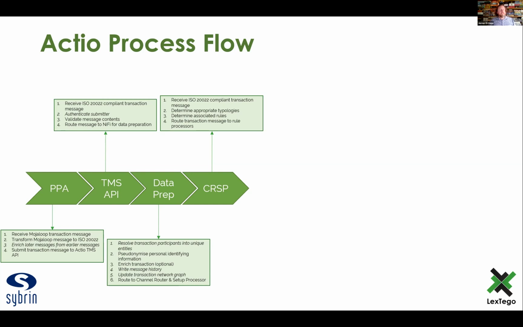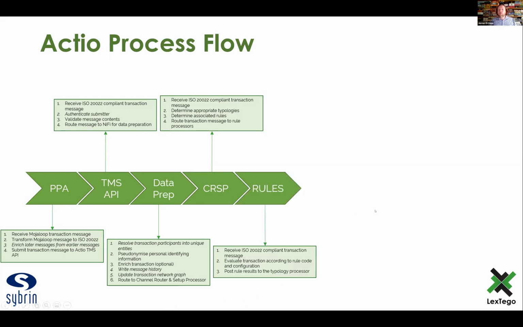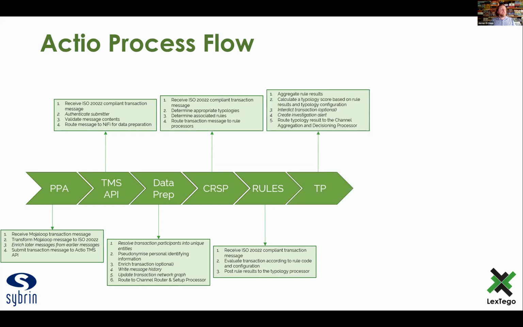The channel router and setup processor then routes the transaction to all of the rules that need it for its evaluations. And those rules then calculate a logical result based on the content of the message. It evaluates a number of different things, and those are then ultimately aggregated into a typology that says this combination of rules with this set of true and false results mean that there is a significant chance that this typology is in effect and that there is a high risk of fraud or money laundering involved in the transaction.